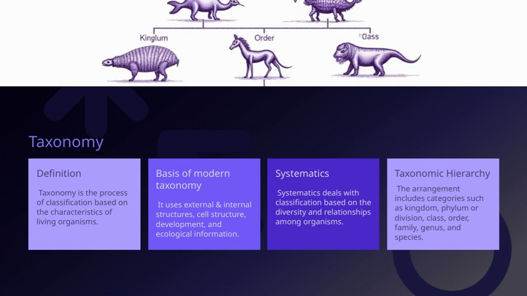Now, modern taxonomy, the science of classifying living things, relies heavily on these diverse sources of information. It's a dynamic field that continually updates our understanding as new data becomes available. In essence, taxonomy is the process of organizing and classifying organisms based on their characteristics. This helps us not only identify different species, but also understand their place in the broader web of life. So, through taxonomy and systematics, we're able to piece together the story of life's diversity and evolution, which ties back to the overall theme of understanding biological relationships.